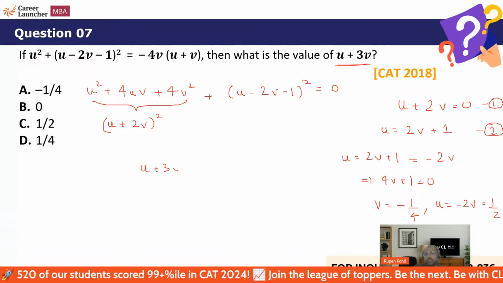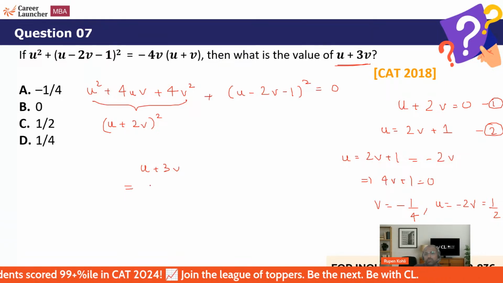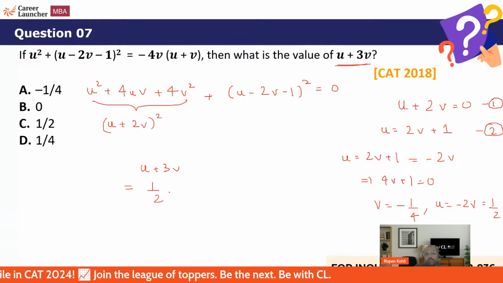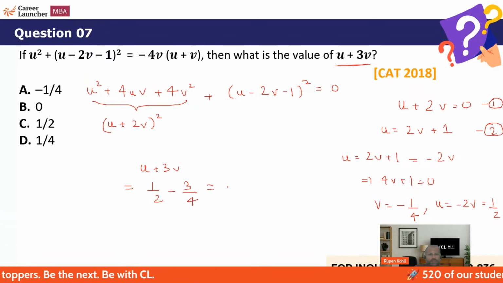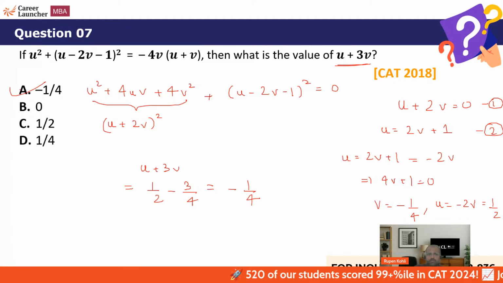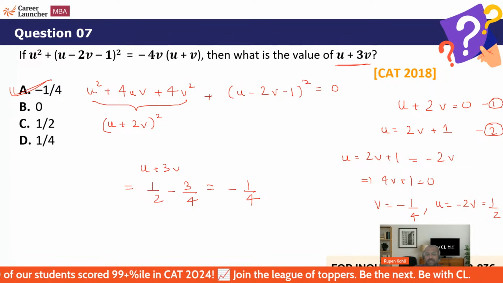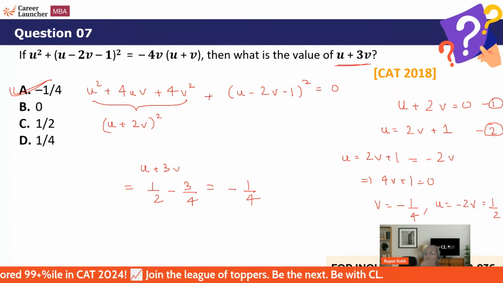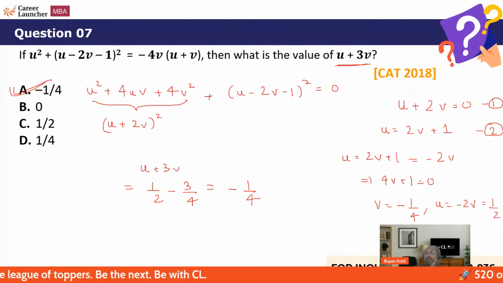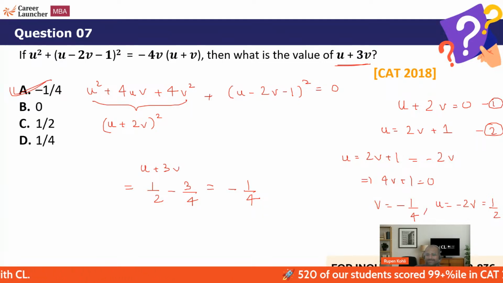Therefore, u plus 3v is u, which is half, plus 3v, which is minus 3 by 4. So half minus 3 by 4 is minus 1 by 4. Option A is the correct choice. Perfect. So, magic also happens in algebra. A single equation sometimes gives you the value of the variable because it could be an expression which is like the sum of two perfect squares. That's the idea.